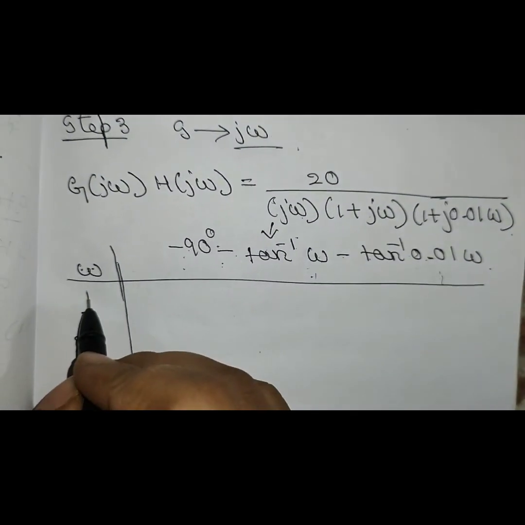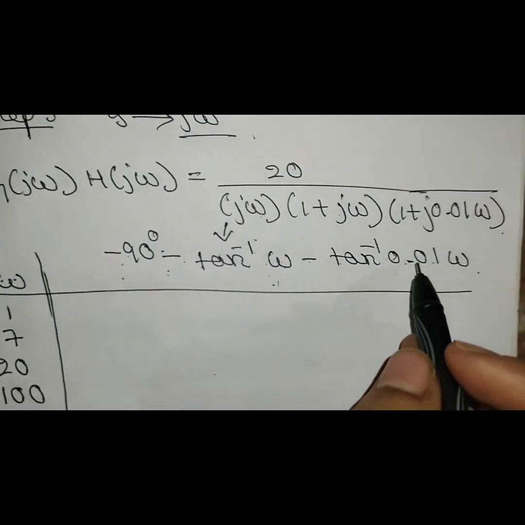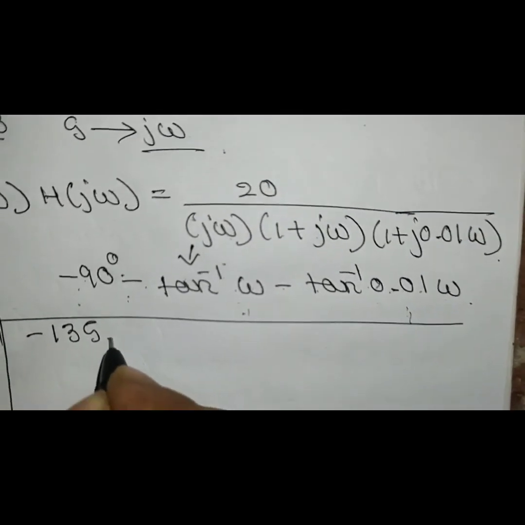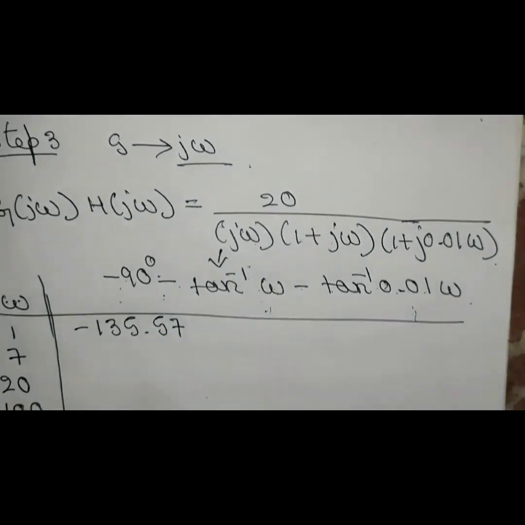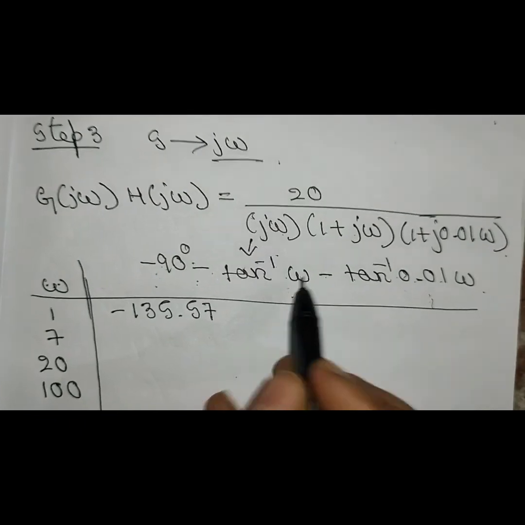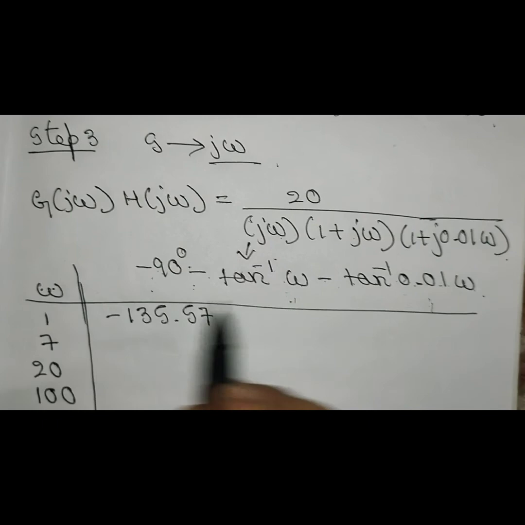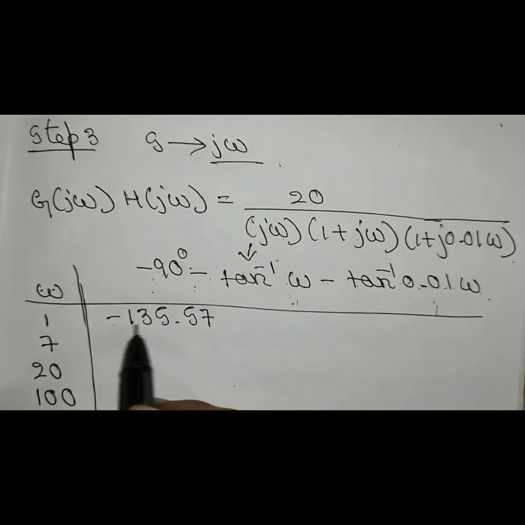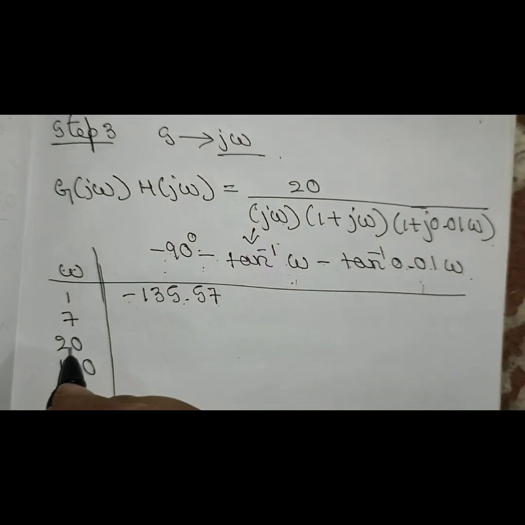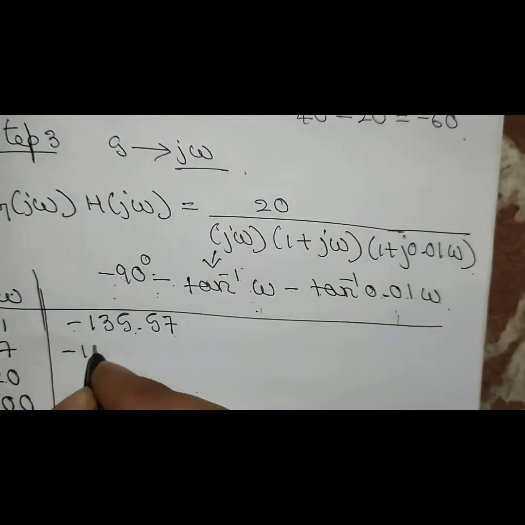So when you substitute omega equals 1 here, what will be the resultant angle you'll get? Minus 135.57. When you substitute and calculate minus 90 and tan inverse of 1 minus tan inverse of 0.01 into 1, you'll get the overall resultant value of minus 135.57. Similarly, if you substitute 7, 20, 100, what values will you get? Minus 175.